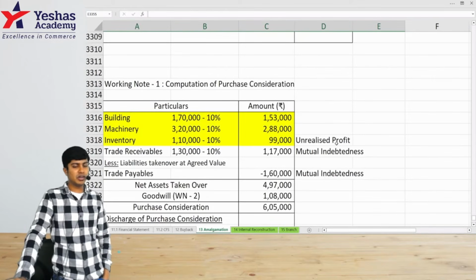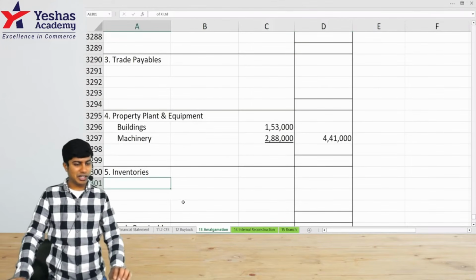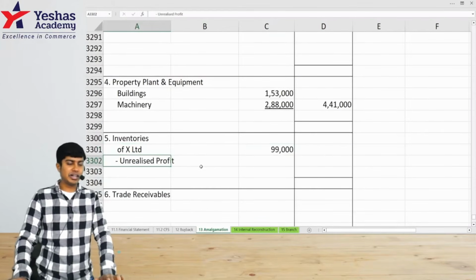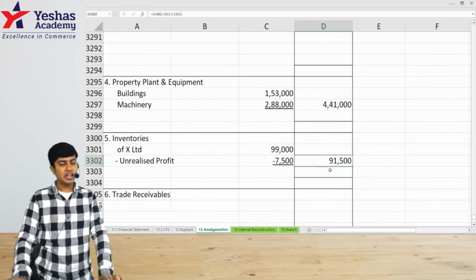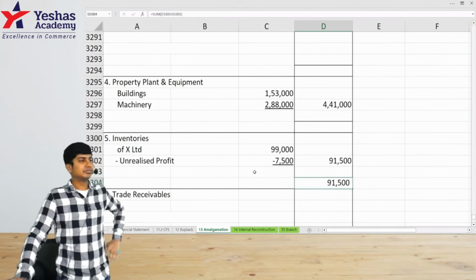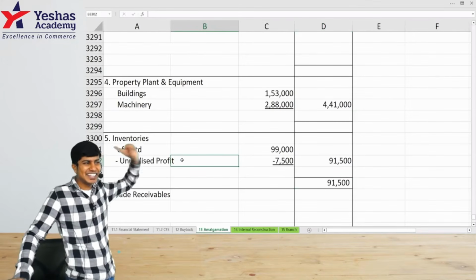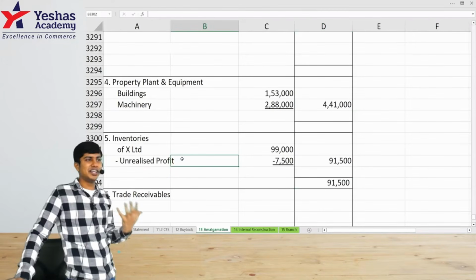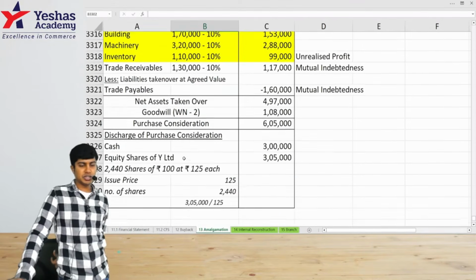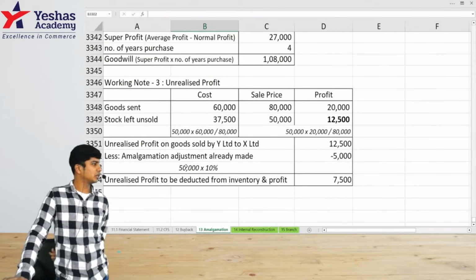So what is the inventory agreed value? 99,000. So I would take inventory of X Limited 99,000. From that I would deduct my unrealized profit 7,500. You would get 91,500 to be the price to be taken to balance sheet. You understood? Already on that 50,000, 10%, that is 5,000 is deducted. Balance 7,500 is to be adjusted now to reduce totally 12,500 of unrealized profit. Everyone understood this? This is one thing which has been newly included in this question, the main part of the question.